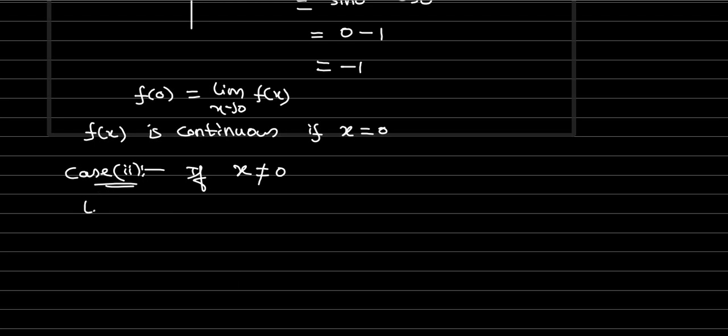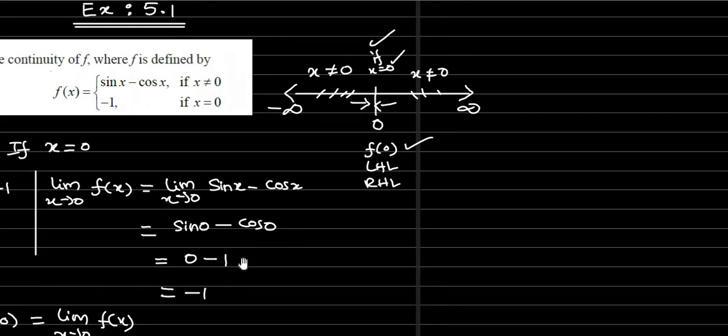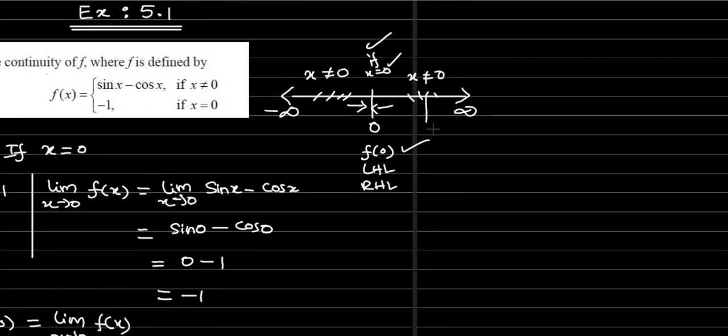So for that, in common, I'm going to have a name. Let C be any real value. At the same time, what is the condition I have taken? Not equal to 0. So C is any real value and C is not equal to 0. Now let's take C to be here somewhere.